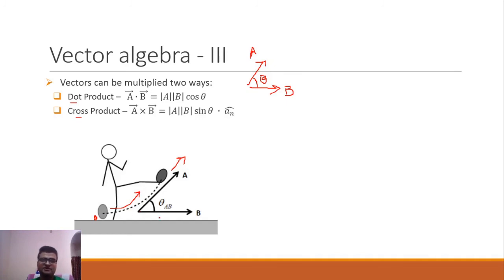Actually, this footballer is putting force a little bit in the horizontal direction and a little bit in this A direction also. So the combination of these two forces will make this ball go somewhat in this direction, which can be 45 degrees or 30 degrees or any acute angle, and that acute angle is shown by this theta AB.